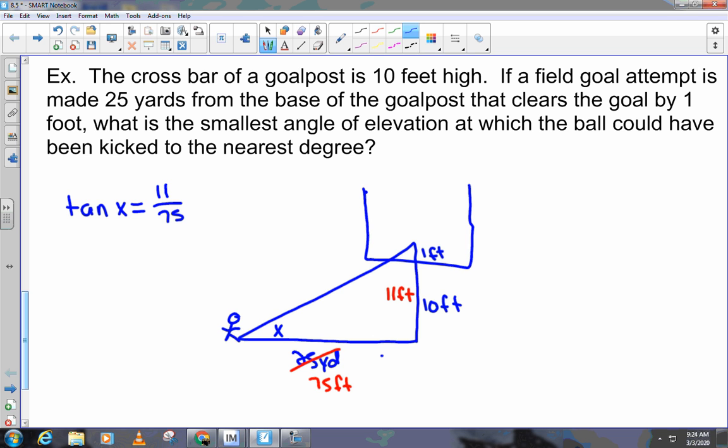Now, am I going to use regular tangent or inverse tangent? Inverse. So second tangent, 11 divided by 75, and you end up with 8.3 degrees. Now it says round to the nearest degree, and if you were to follow your rounding rules, that would be 8 degrees, right? But if you made your angle just a little bit smaller, would it necessarily clear it by a foot? No, so I'd probably want to go up to 9 degrees. All right. Any questions on that? Okay.